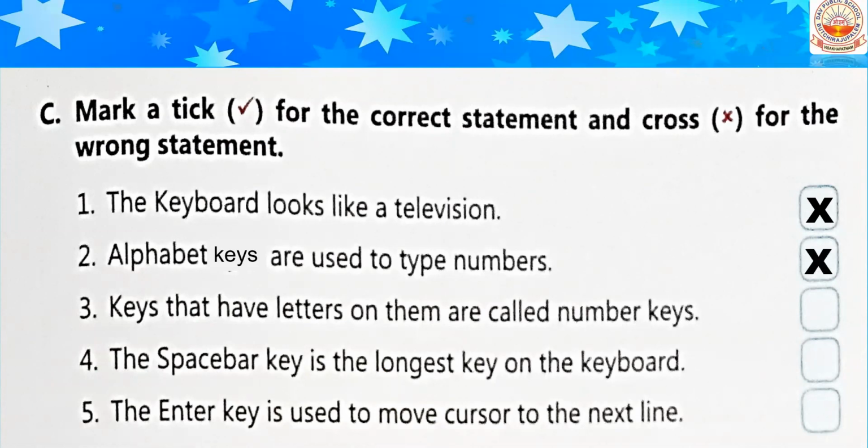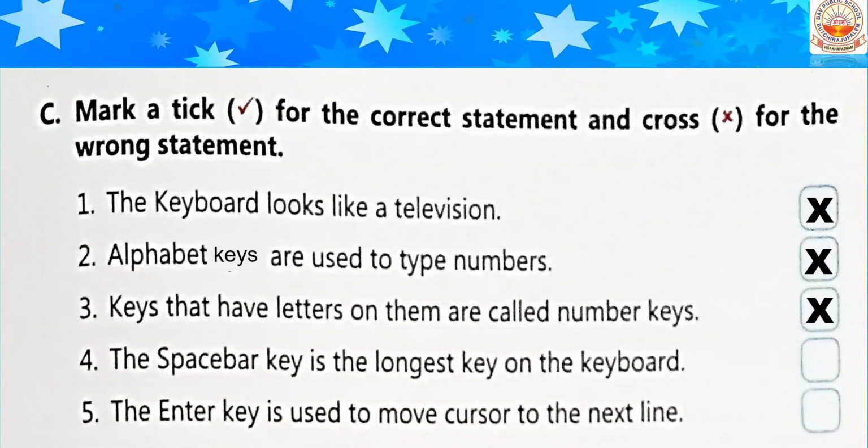Third one. Keys that have letters on them are called number keys. So is it true, children? Is it correct? The number keys will have numbers, not letters. So it is wrong. You have to put a cross mark.